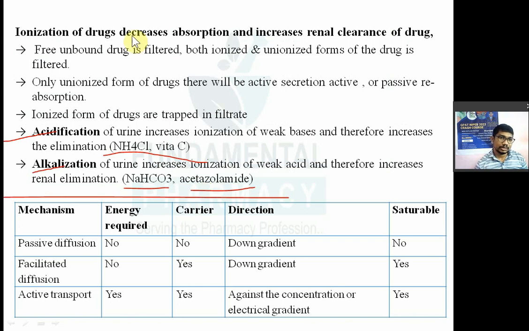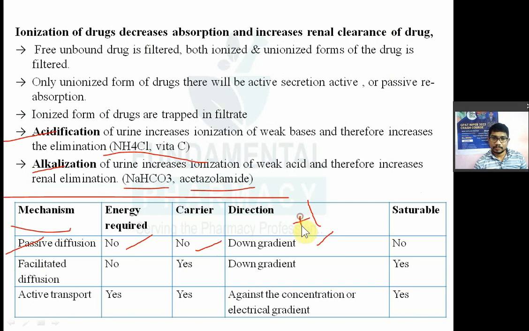तो जहाँ पे ज़्यादा कॉन्सेंट्रेशन है, यहाँ पे मेम्ब्रेन है, यहाँ पे कॉन्सेंट्रेशन है ही नहीं. There is a movement of drug from one side to another side due to concentration gradient. That is known as down grading, and down hill. So that's why this process is not saturated. Okay? Not saturated.